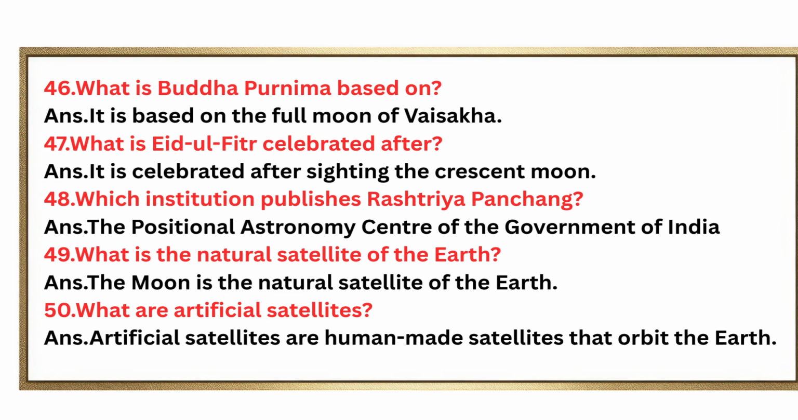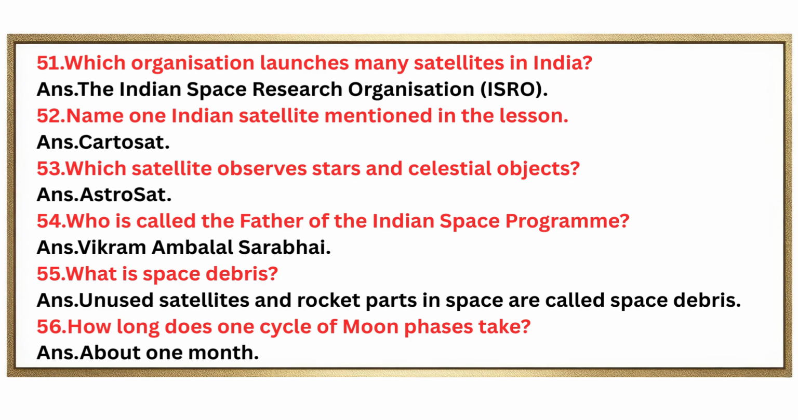Question number 50. What are artificial satellites? Answer. Artificial satellites are human-made satellites that orbit the Earth. Question number 51. Which organization launches many satellites in India? Answer. The Indian Space Research Organization, that is ISRO. Question number 52. Name one Indian satellite mentioned in the lesson. Answer. Cartosat. Question number 53. Which satellite observes stars and celestial objects?